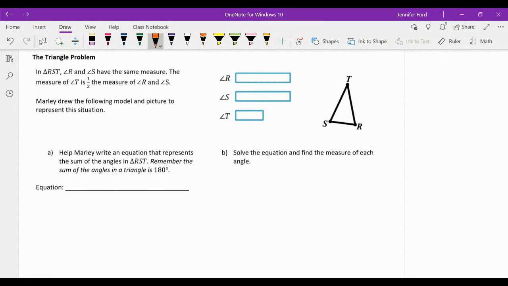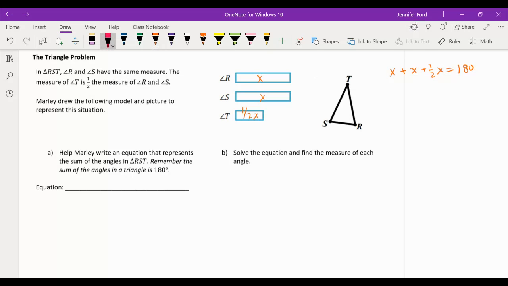All right, you're back. So there are two ways to do this. If the measure of angle R represents X, like if X is the number of degrees of angle R, then angle S is X, and then angle T is 1/2 X. So then that equation would be X plus half of X equals 180 degrees. Okay? That's one way to do it.